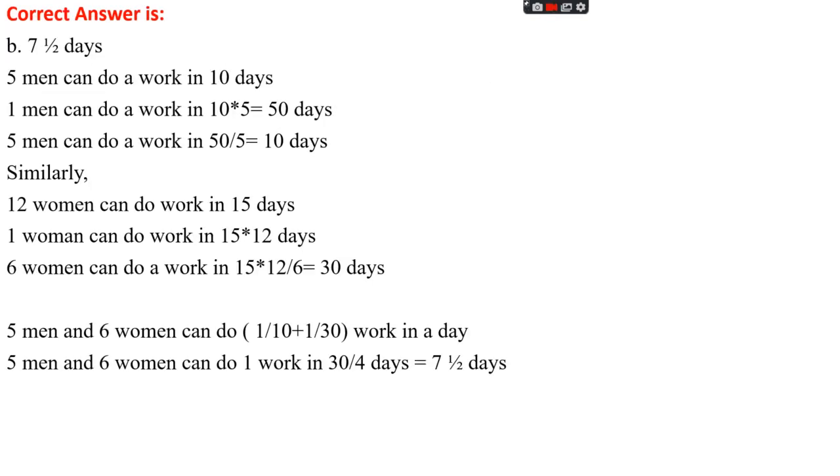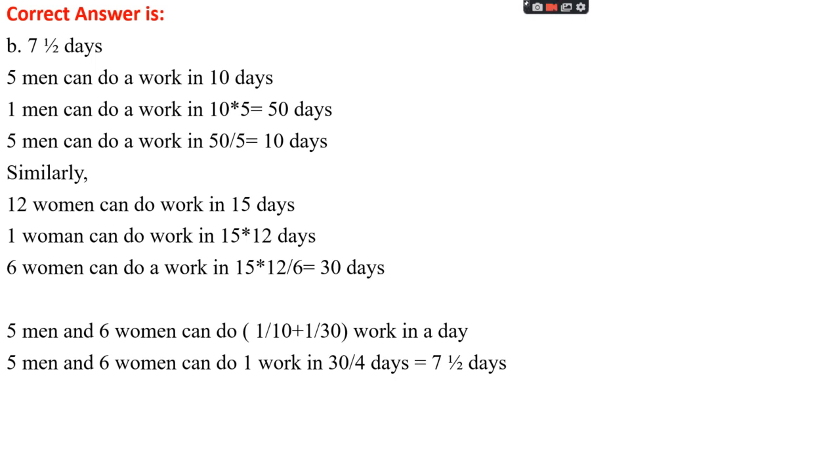If 5 men can do a work in 10 days, then it is obvious that one man takes more time as compared to the 5 men to finish that work. So one man takes 10 into 5. If you are confused about in which case we have to divide or multiply, always think that if 5 men take 10 days to finish the work, one man takes more time. So it's 50 days.